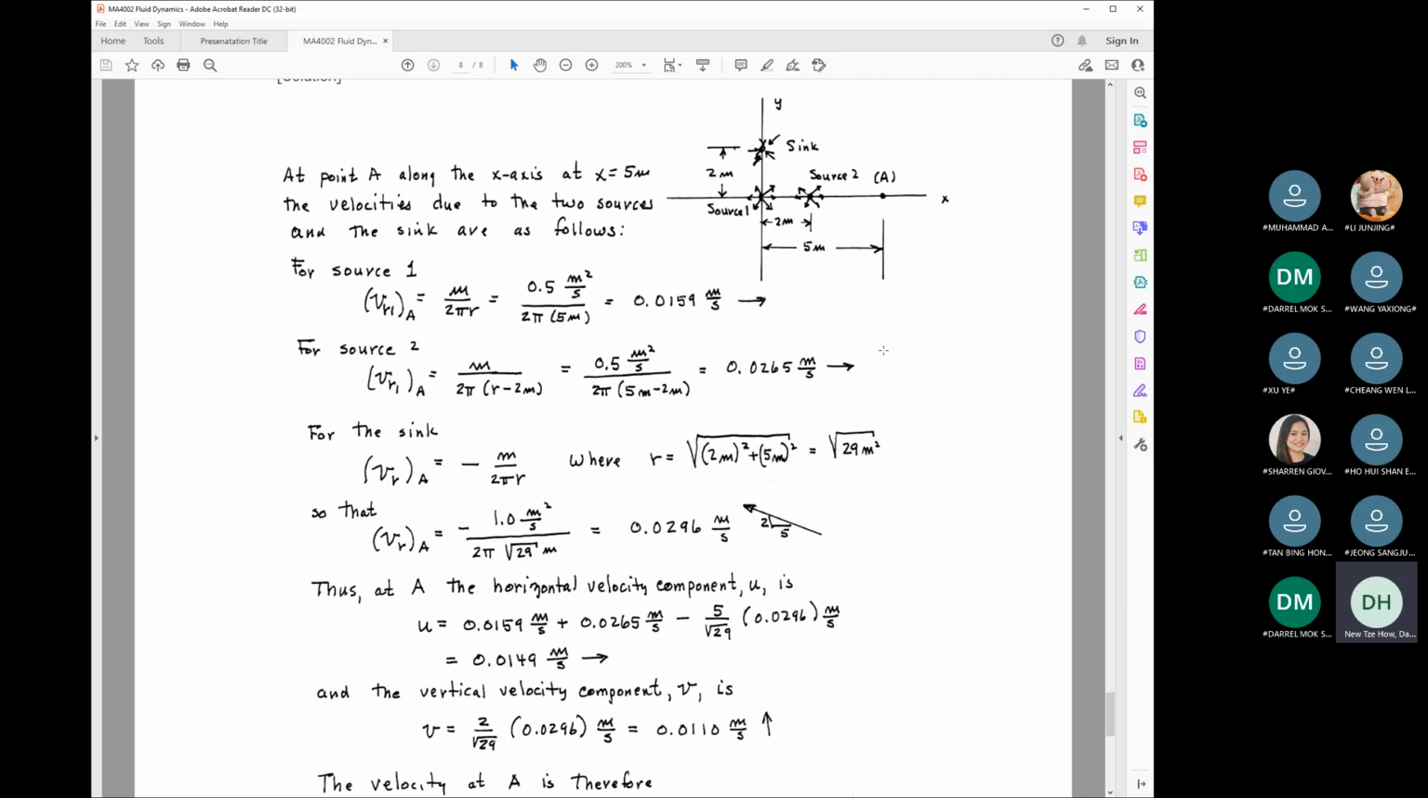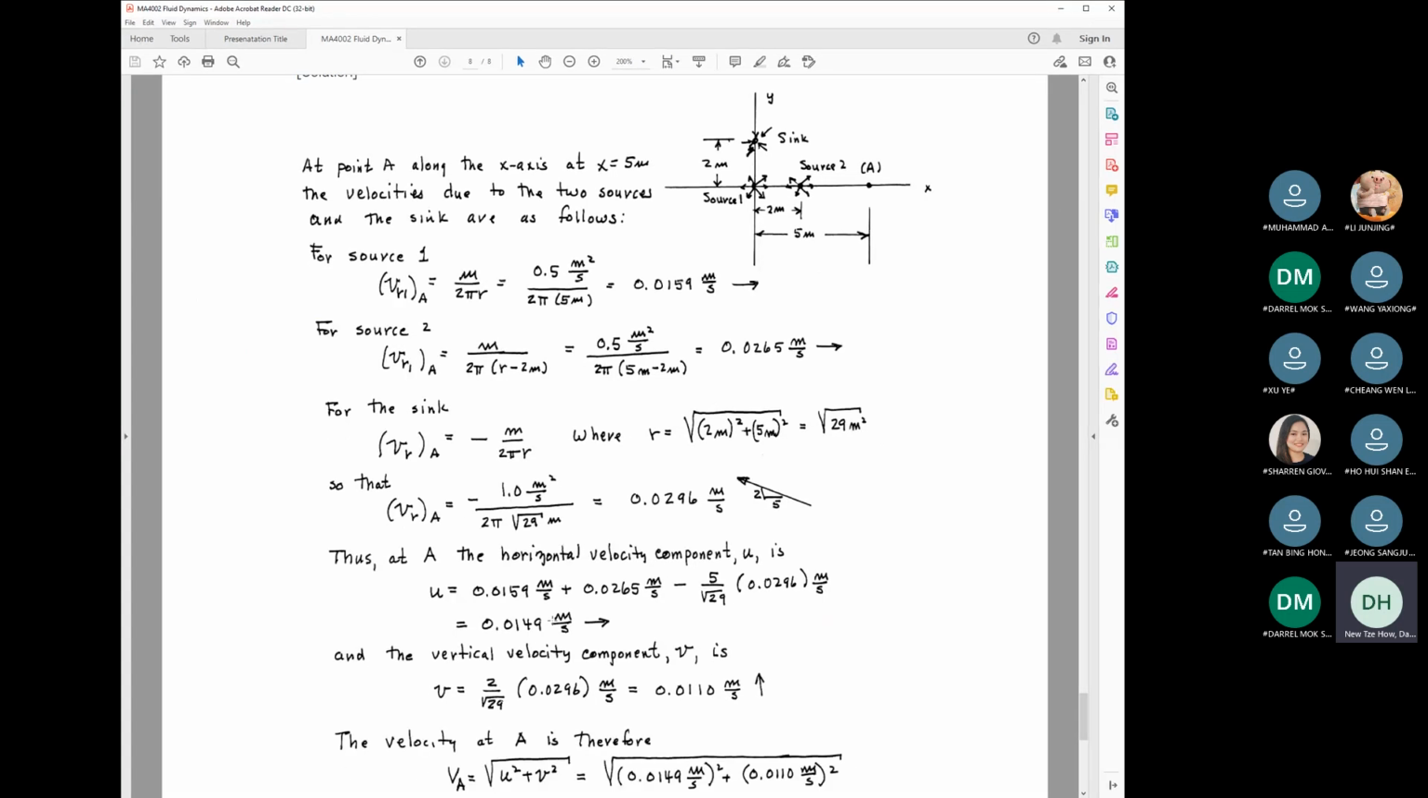Now, when we want to find the net velocity components in the x direction and the y direction, you have to see where the VR are being resolved. Is it resolved in the positive x direction or the negative x direction? Is it in the positive y direction or the negative y direction? That's why you have to do this plus and minus carefully, as shown over here. So maybe I'll just use this example. Let's say we have all the radial velocity components of the two sources and one sink.